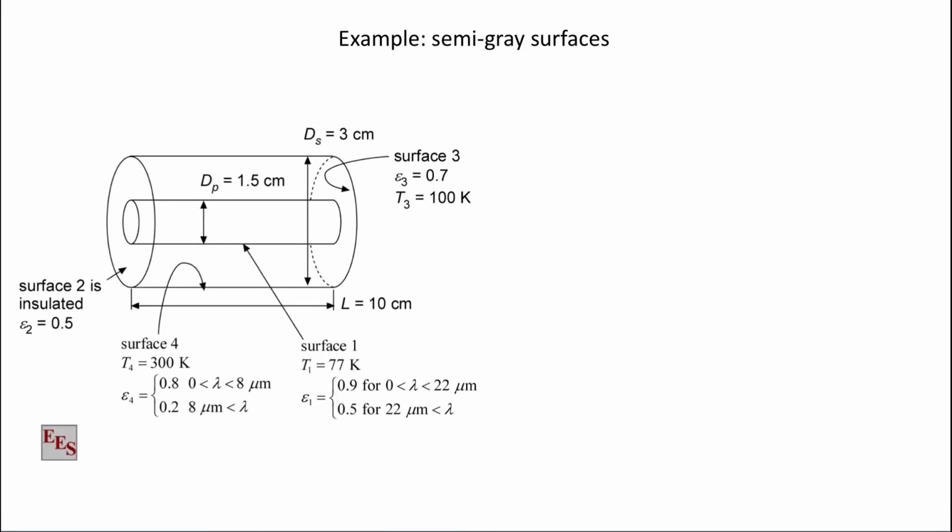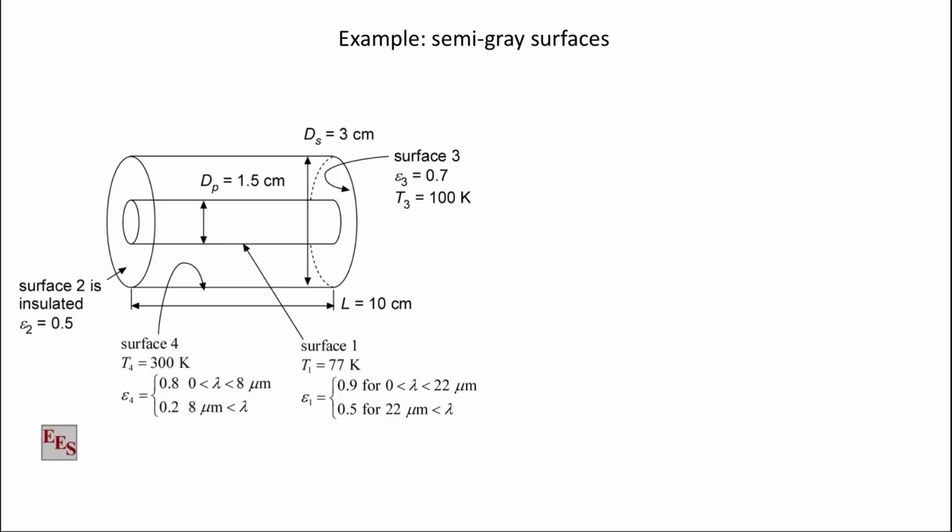Okay, so here's our example. Again, we have the same problem we just talked about. We have emissivities that we're entering, but now you can see instead of the emissivity being gray, we have discretized it into a couple bands. So E4, surface 4 emissivity, we have now got two bands. We're going to say from 0 to 8 micron, it's going to be 0.8. From 8 up to whatever, infinity, I guess, it's going to be 0.2.